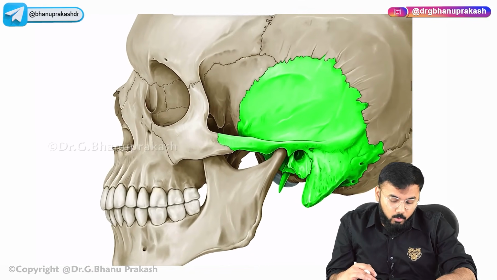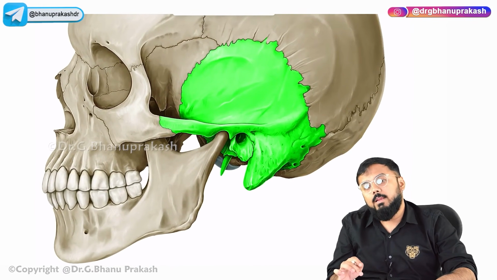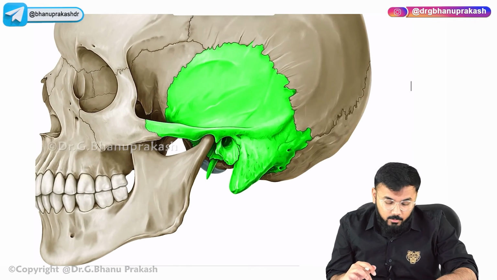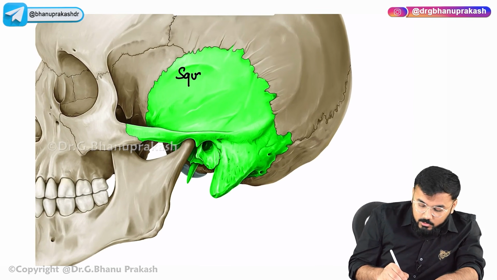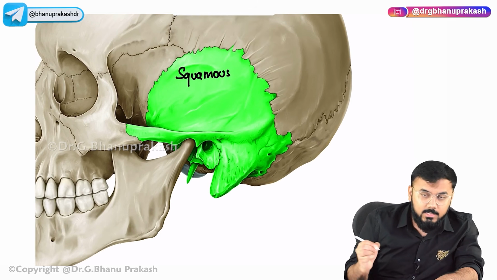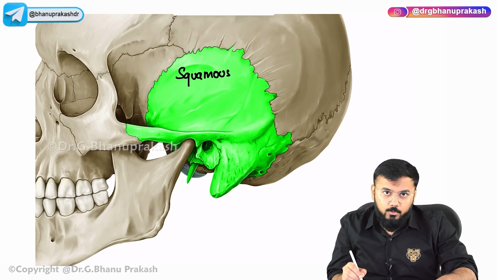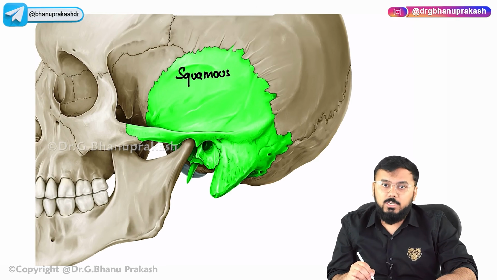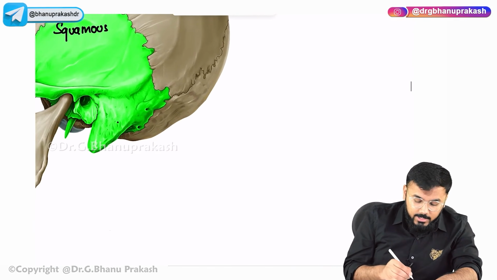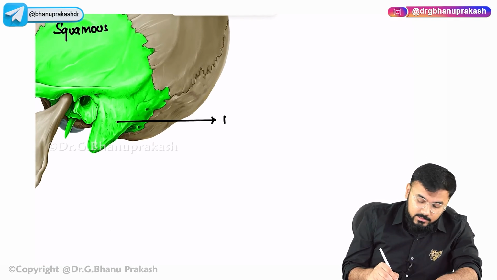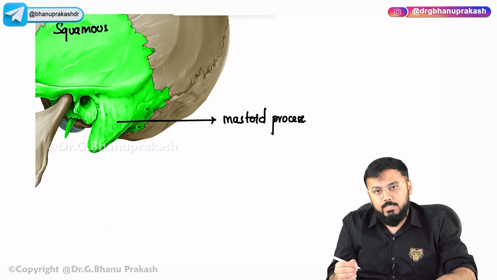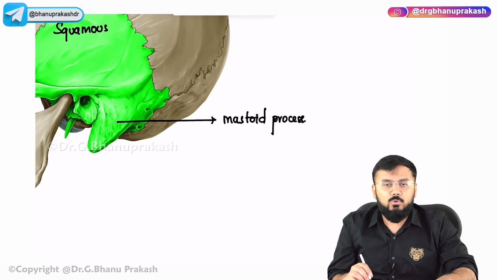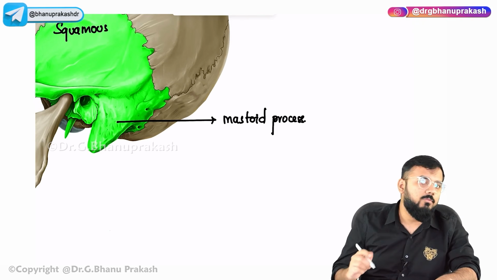Now let us look at some more structures over here. What bone have I highlighted? This is the temporal bone. In this temporal bone, if you carefully look, this part is called the squamous part of the temporal bone. Now, what structures are attached to this temporal bone? You see a process over here. This is called the mastoid process. If there is infection within the mastoid process, that is called mastoiditis. You will have a very severe swelling at the back of the ear.